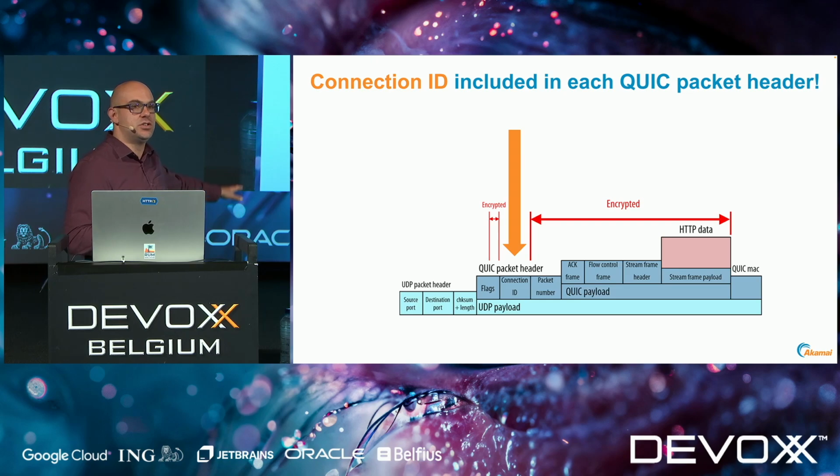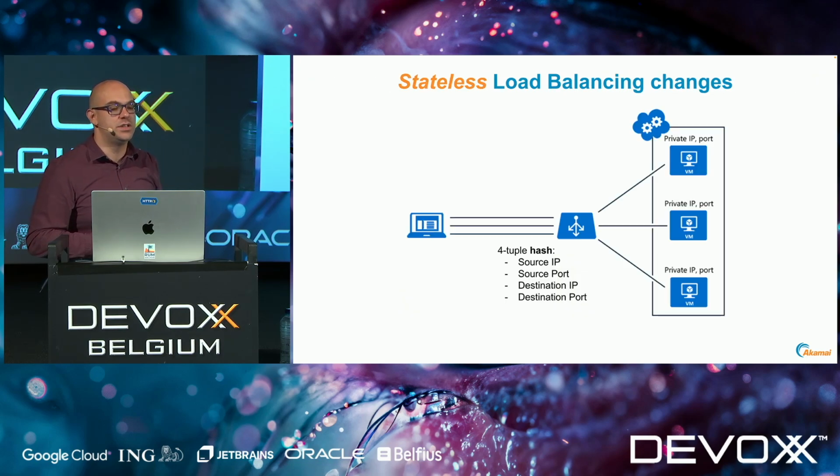The connection ID is just put into the new QUIC packet header for each and every packet. It indicates which connection it belongs to. It's actually one of the very few unencrypted parts of the QUIC packet header. This works very well, elegantly, but it breaks one important thing, which is a stateless load balancer.